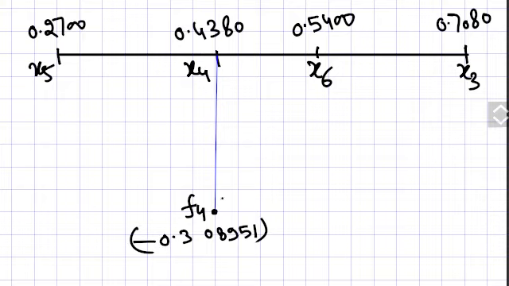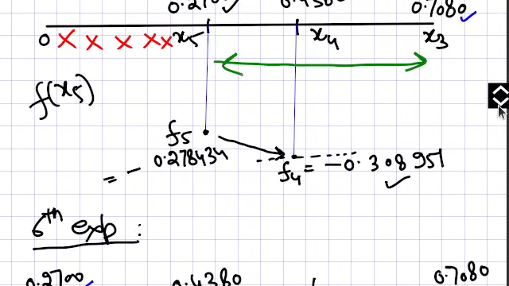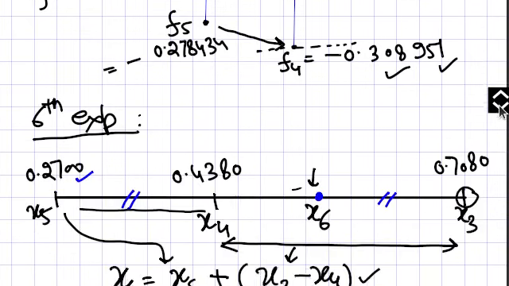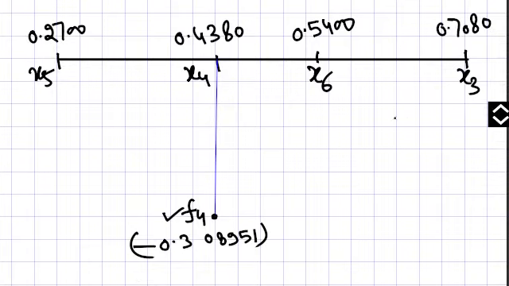This value we already know from the previous calculations. x4 we had calculated, so I have shown it here. Now we have to calculate the function value at f6. For that we will put this point in that function, so you will get a function value here. So I'm writing that value.